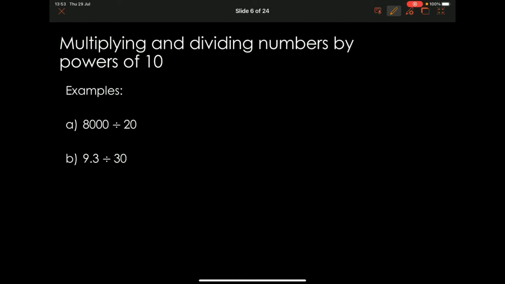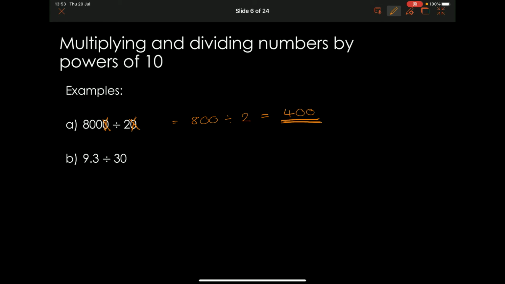Okay, so for the first one, personally what I would do is take off these 2 zeros. I'd take off the 0 on the 20 and one of the zeros off the 8,000. That leaves you with 800 divided by 2. 800 divided by 2 is just half of 800, which is 400. That's the right answer because I took a 0 off both of them. We don't have to do anything else to that.